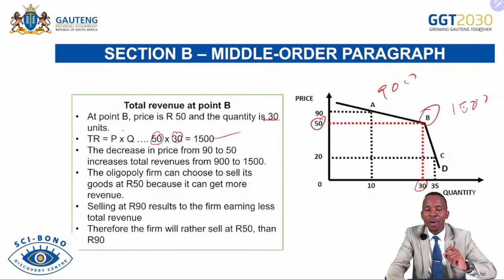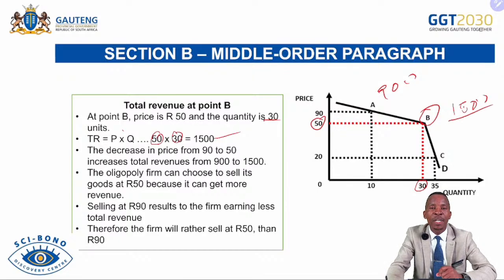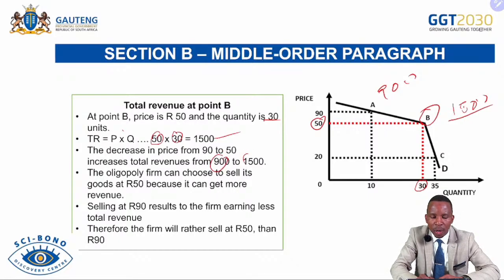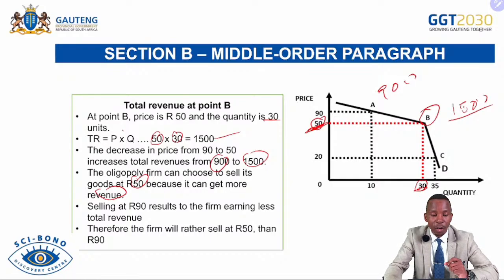Already we have a reason why the firm will be reluctant to sell at a price above 50 Rand. Why will the firm be reluctant to increase the price to 90 Rand from 50 Rand? We have the answer because the firm at point B is making more total revenue than at point A. The decrease in the price from 90 Rand to 50 Rand increases total revenue from 900 to 1,500 Rand. The oligopoly firm can choose to sell its goods at 50 Rand because it can get more total revenues.